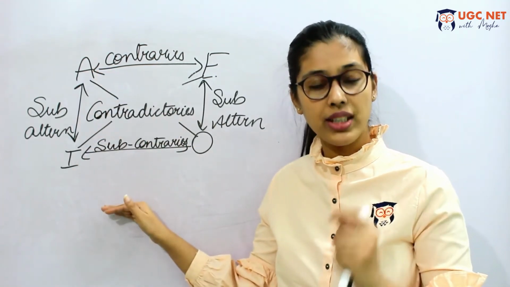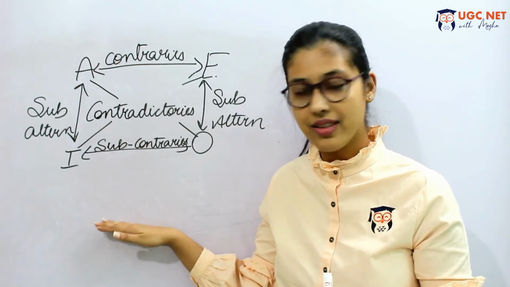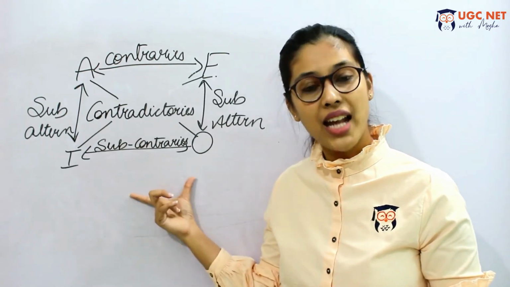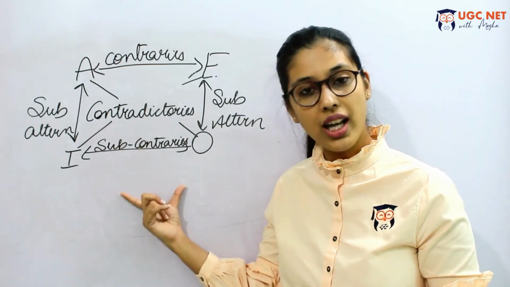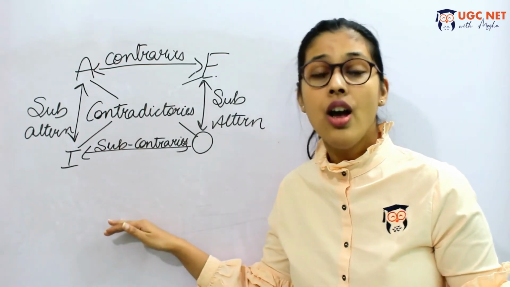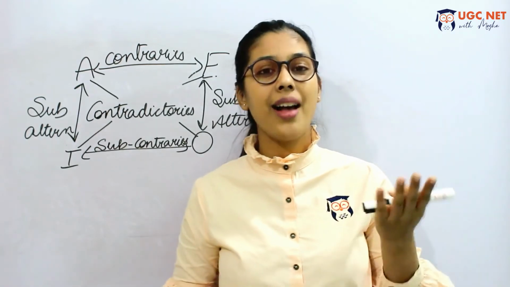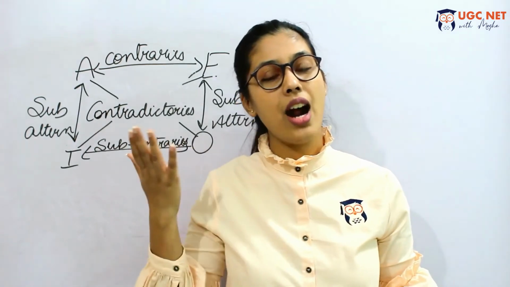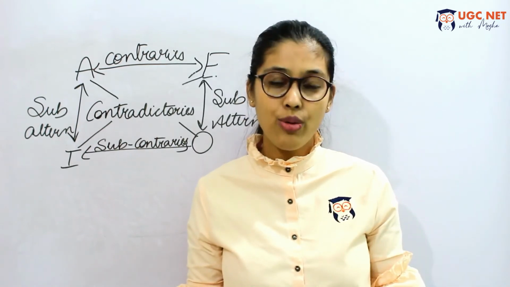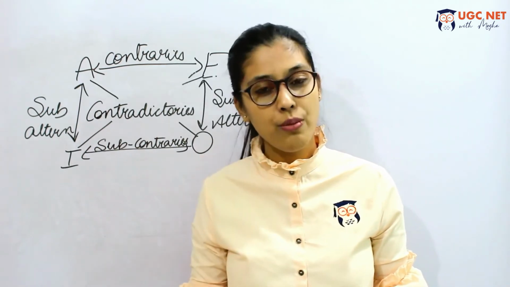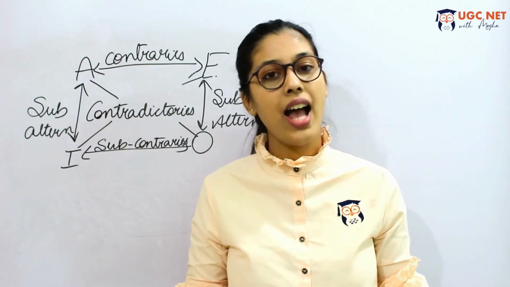And also one more thing that you need to keep in mind here is that these two statements can be true together, but they cannot be false together. That means they can be true together but not false together. For example, I can say some pen are blue and some pen are not blue. This I can definitely say, but some pen are blue is also false and some pen are not blue is also false, that cannot happen.